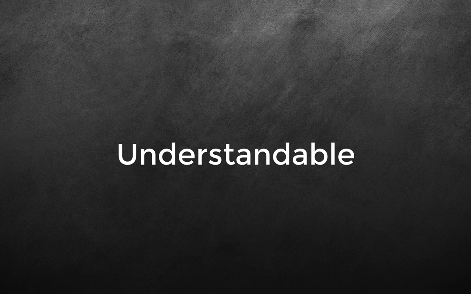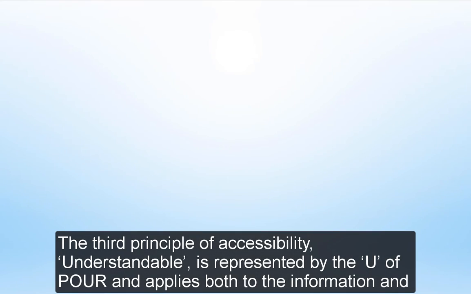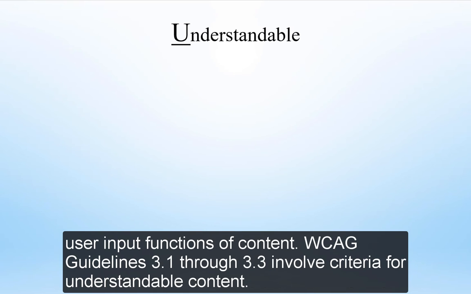Understandable. The third principle of accessibility, understandable, is represented by the U of POUR and applies both to the information and user input functions of content. WCAG Guidelines 3.1 through 3.3 involve criteria for understandable content.